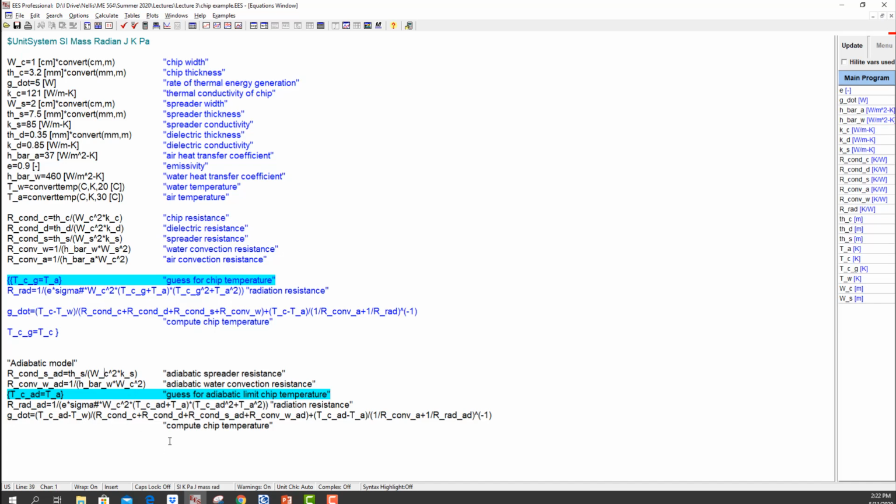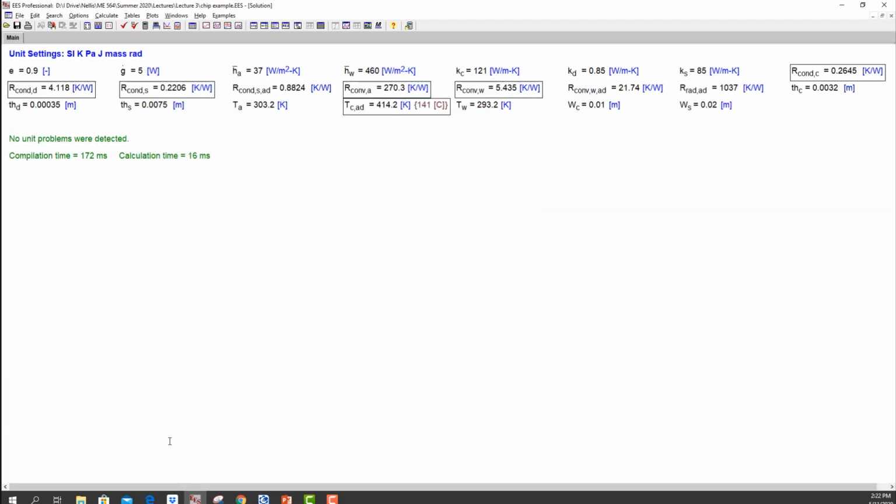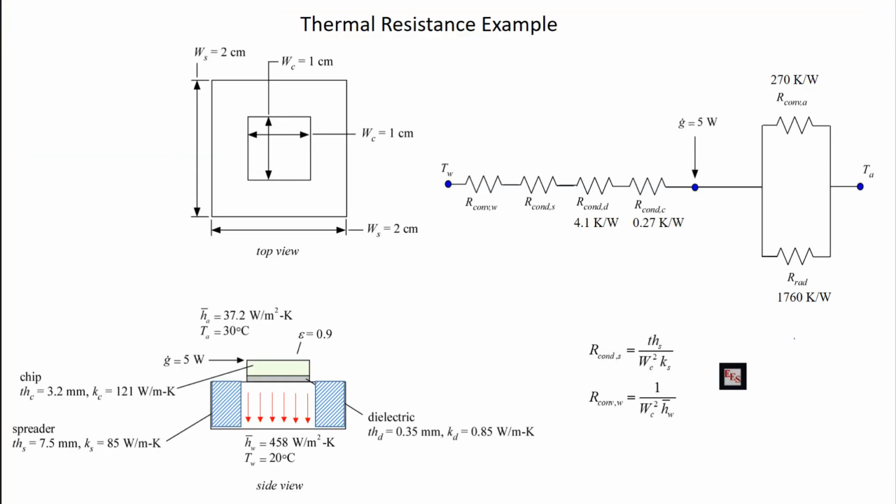So now when I calculate a chip temperature, what I should find is that it's a lot higher than 68.5 degrees Celsius, right? And that's because the resistance went up. So here's my adiabatic temperature, 141 degrees Celsius, right? So, that's quite a bit higher, 141 degrees Celsius.